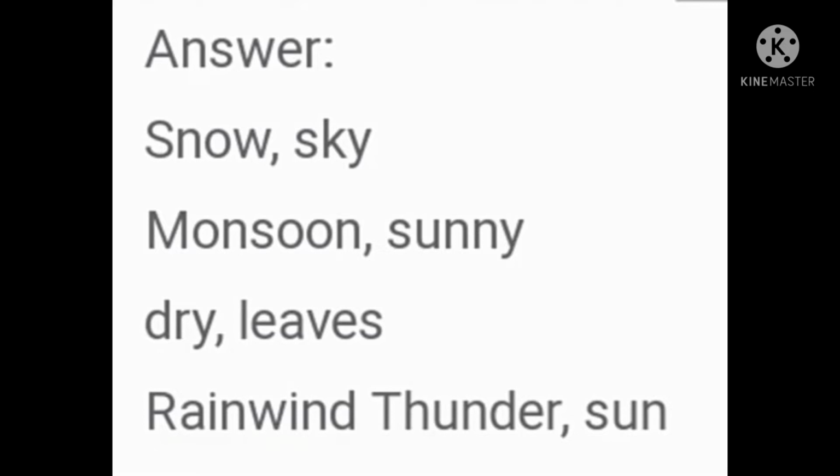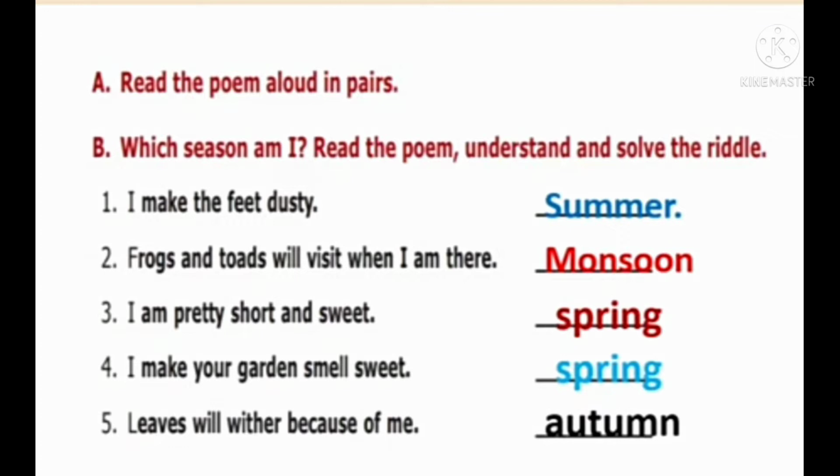Meanwhile, on page 82, we have another activity. It's a kind of riddle solving activity. I make the feet dusty, and the answer is summer. Frogs and toads will visit when I am there, and the answer is monsoon. You can write monsoon or else rainy. Both are correct. I am pretty short and sweet, it represents spring. I make your garden smell sweet, again spring. Leaves will wither. Wither means fall down because of me, and the season is autumn.